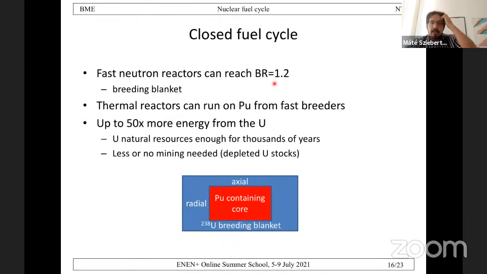In fact, in fast neutron reactors, even a breeding ratio of around 1.2 is feasible. And thermal reactors may run on the plutonium from fast breeders. And in such a system, you can multiply by up to 50 times the efficiency of the use of the uranium resources. And suddenly you have natural resources enough for 1,000 years, not for 100 years. And you may even diminish uranium mining.